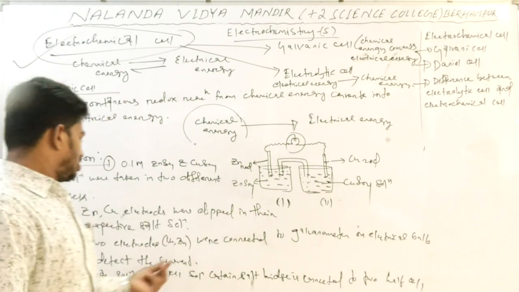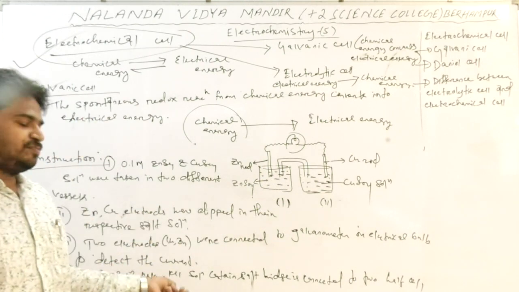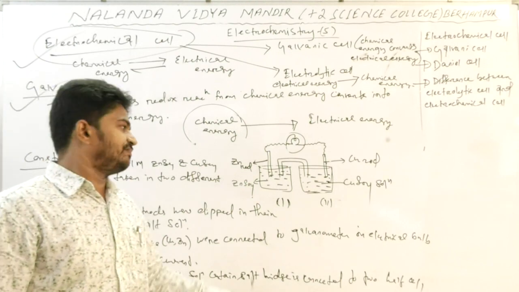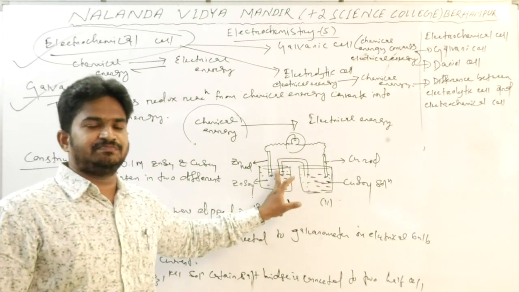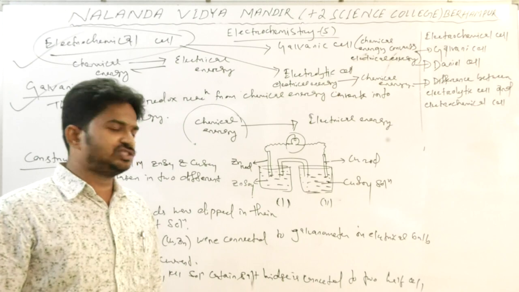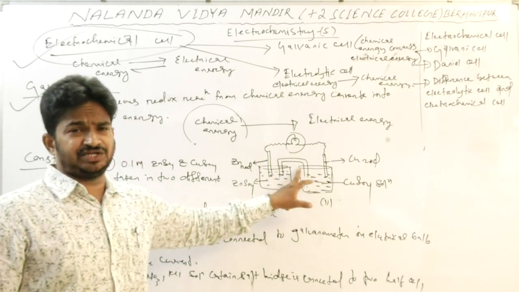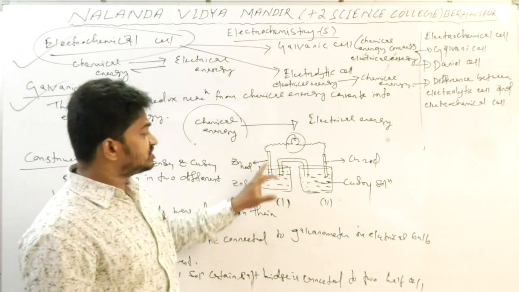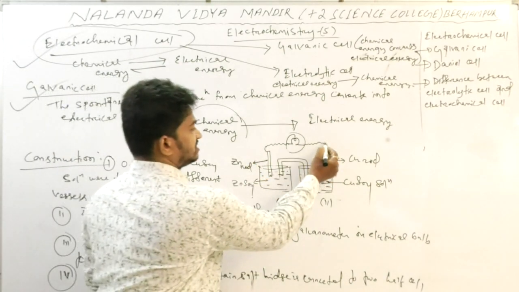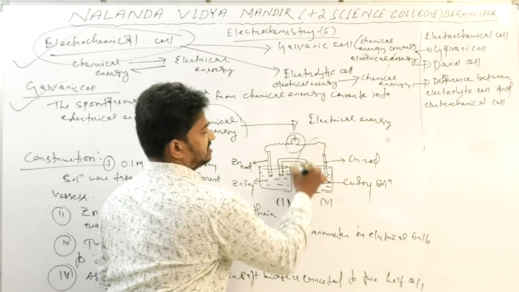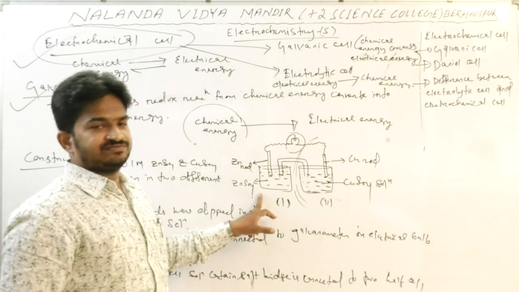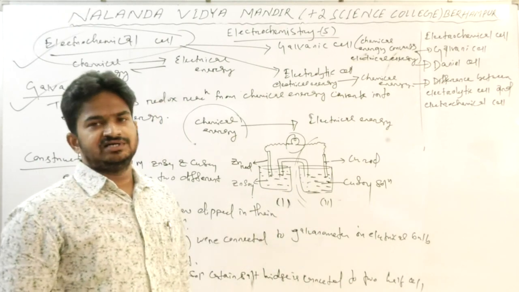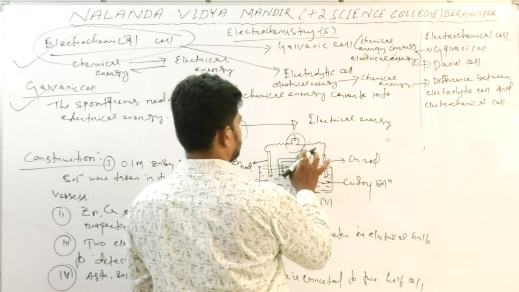Then agar solution, potassium nitrate solution and potassium chloride solution were taken in a salt bridge, which is a bent U-shaped tube, which connects two half cells. So these are considered as half cells. This is a half cell and this is the other half cell. So two half cells are connected by a U-type salt bridge. This is known as the salt bridge.